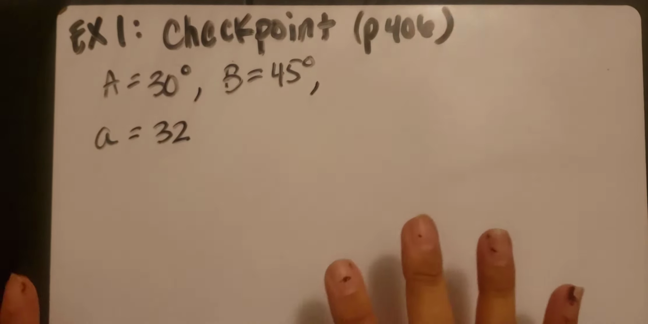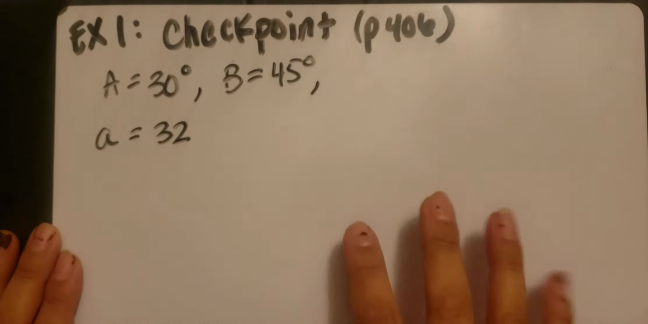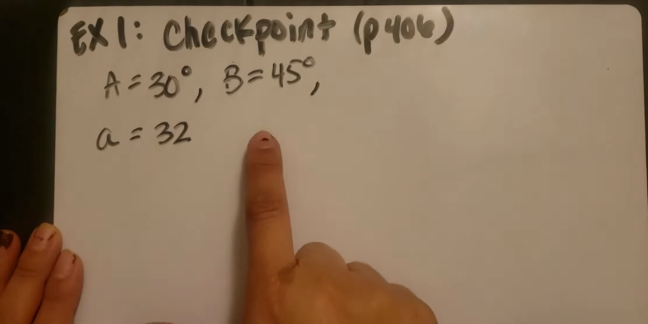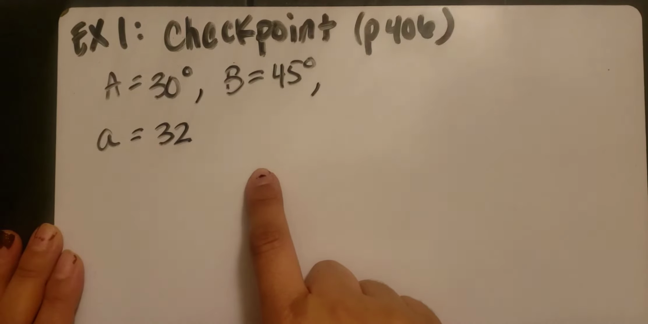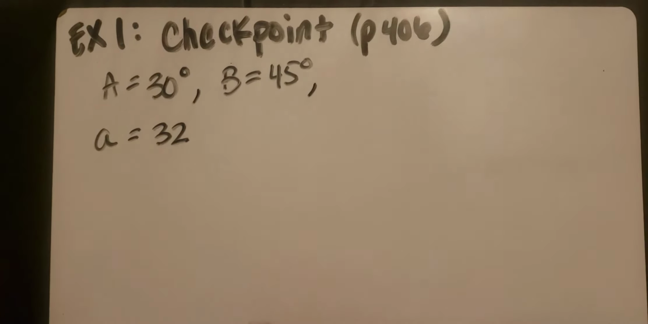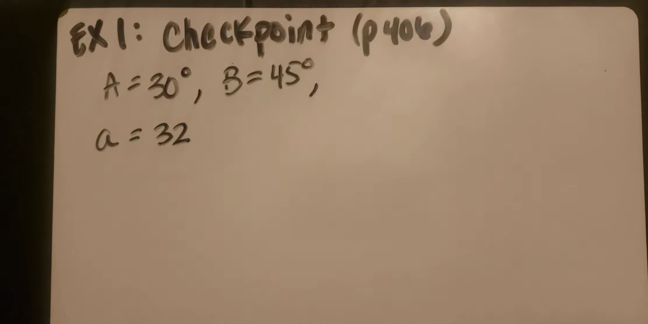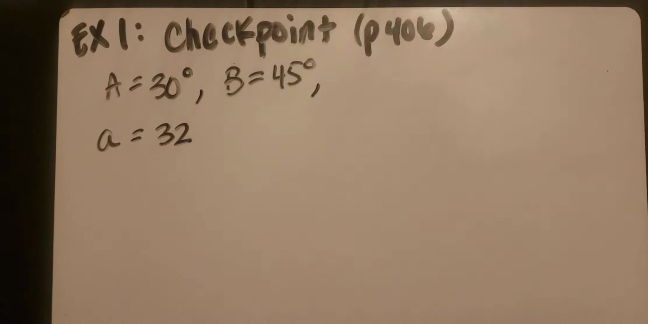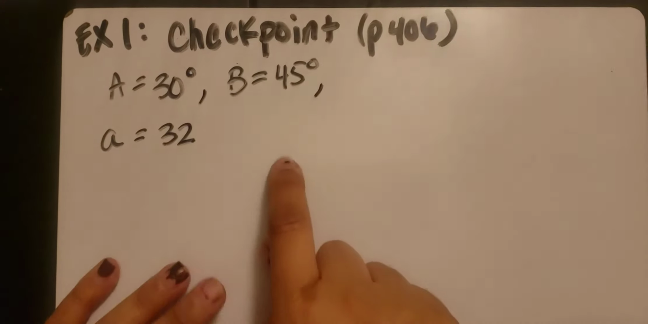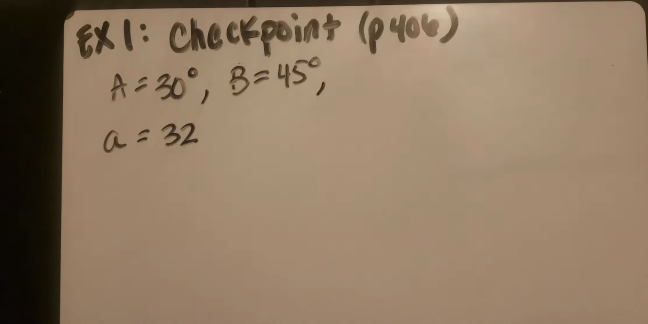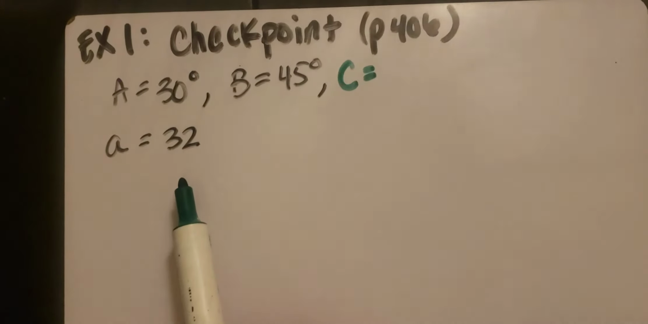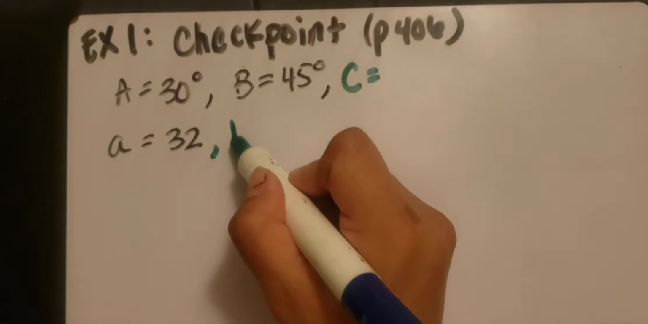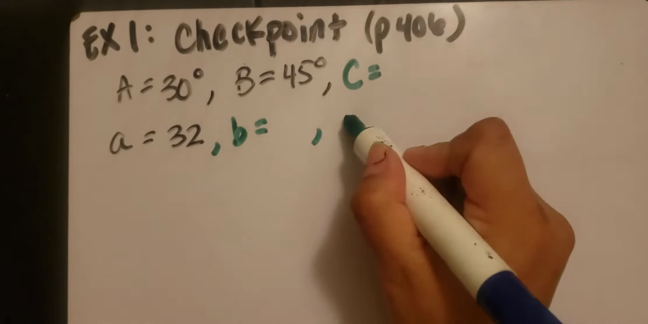Okay. So in checkpoint number 1, they're giving you angle A, which is 30 degrees, angle B, which is 45 degrees, and side a, which is 32. And then it says find the remaining angle and sides. Whenever they ask you to solve for a triangle, what they mean is solve for all 3 sides and all 3 angles. So if you notice here, we have 2 angles, and we're missing another angle, which is angle C. And we have one side, but we're missing the other 2 sides, side b and side c.